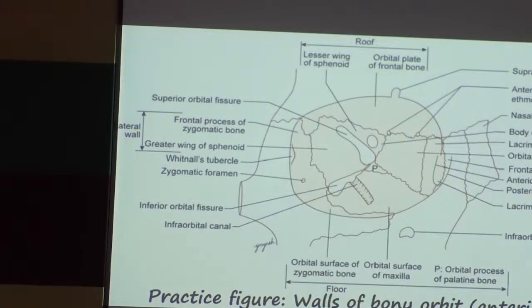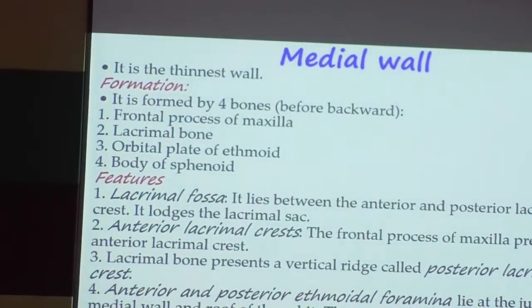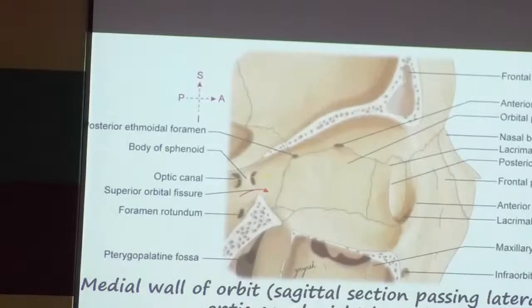and through them pass the anterior and posterior ethmoidal vessels and nerve. Okay, and along the lateral margin, here you can see one tubercle that is known as Whitnall's tubercle. Okay, it gives attachment to a ligament, the lateral check ligament. Okay, and here the foramina lie at the junction of the medial wall and roof of the orbit, and they transmit the anterior and posterior ethmoidal nerves and vessels. See here, this is a coronal section through the orbit. This is showing the medial wall. See, these are the two foramina, the anterior and posterior ethmoidal foramina.